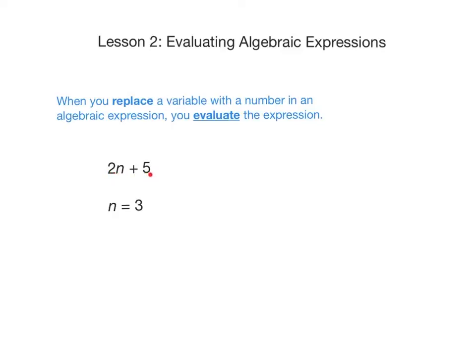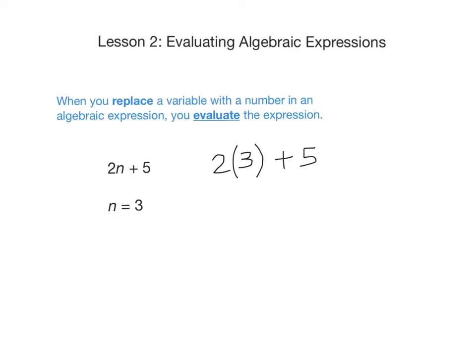From what we remember yesterday, this can be read as 5 more than 2 times a number. The number we don't know, therefore n is our variable. Well, if we let n equal 3, the way we evaluate this whole expression is by substituting the 3 into n. So we would write down our 2, and now we're going to be putting in the number 3 instead of n. And we're going to continue with the plus 5.